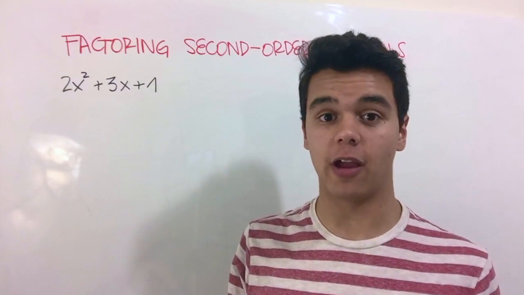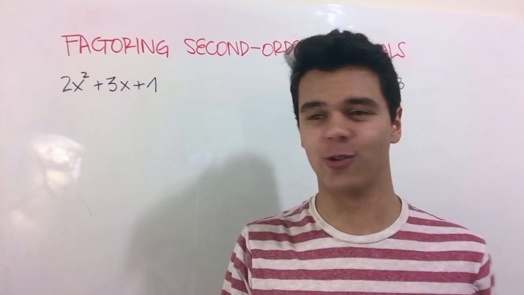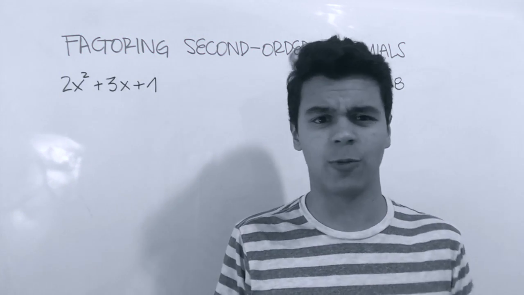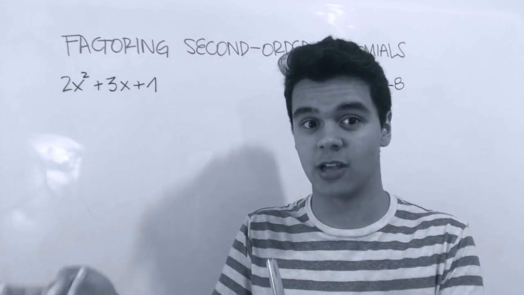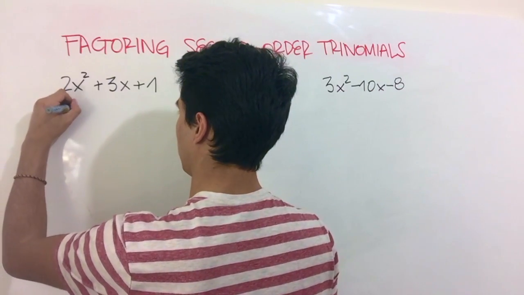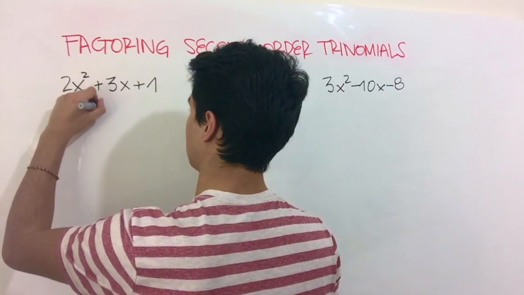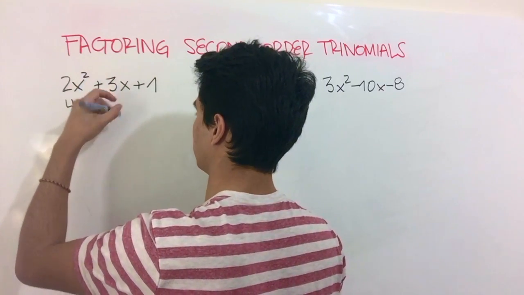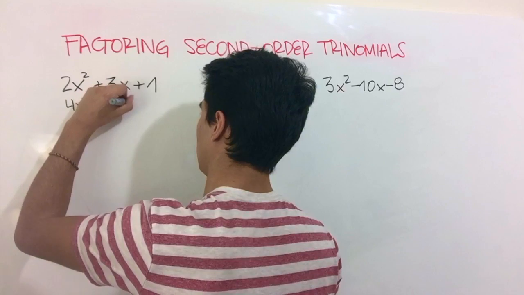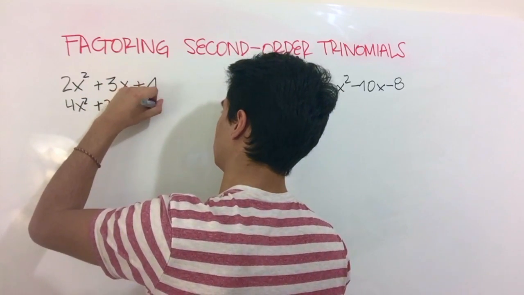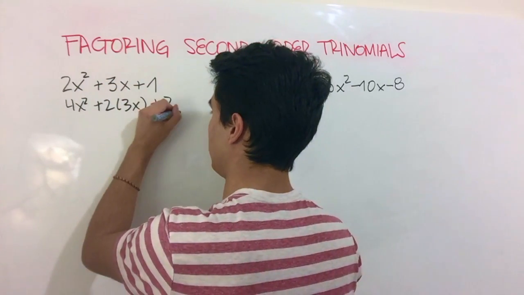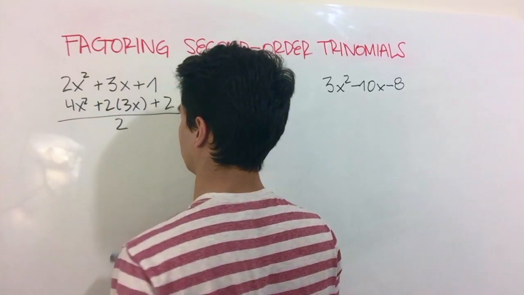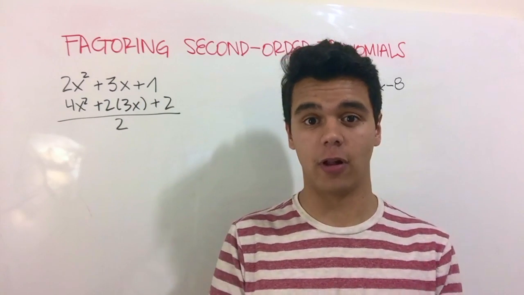Now let's just multiply all the terms by 2 and divide them all by 2. We just changed the form of the expression, so we're not changing the expression itself. We end up with 4x squared plus, just show it, don't actually multiply them together, so it's 2 times 3x plus 2. And we divide it all by 2.